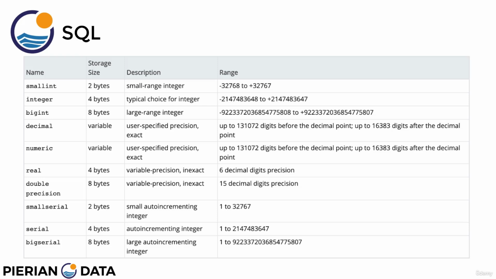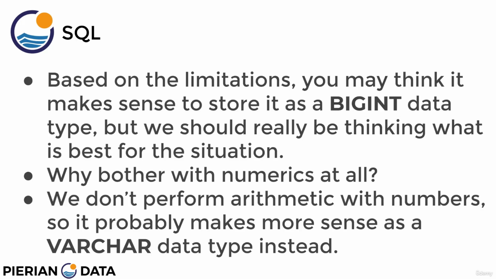And for a phone number, notice that if we just chose small int or small range integer, that actually doesn't have enough integers or digits for us to store a typical phone number. And then notice we also have other things like decimal, double precision, etc. These are things that are unlikely to be needed for a phone number. So you might be thinking, well, based on the fact that phone numbers can have extensions or maybe leading zeros, I'll choose something like big int or a large range integer, since it looks like these numbers are large enough for me to store a full phone number. Well, as I mentioned, based on those limitations, you may think it makes sense to store it as big int or big integer data type.